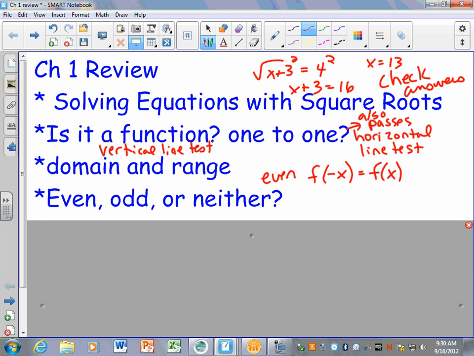X squared is an example of an even function. When you plug a negative in, you get back the same thing. An odd function is if you get back the exact opposite. So if you plug in negative x, you get back the opposite of your function. So you can factor a negative out of it, and everything else stays the same. A lot of functions are neither even nor odd, which means if you don't get back the exact same thing or the exact opposite, the answer is neither.